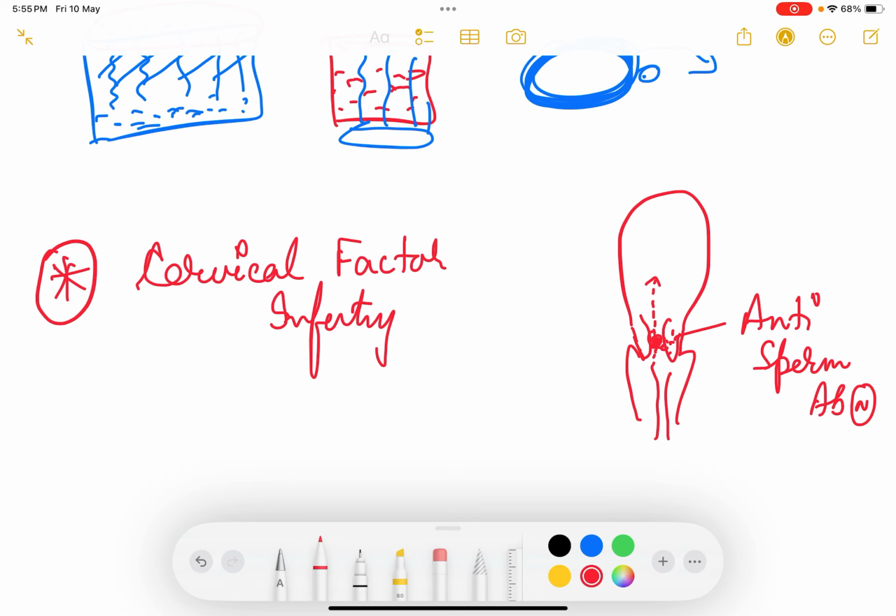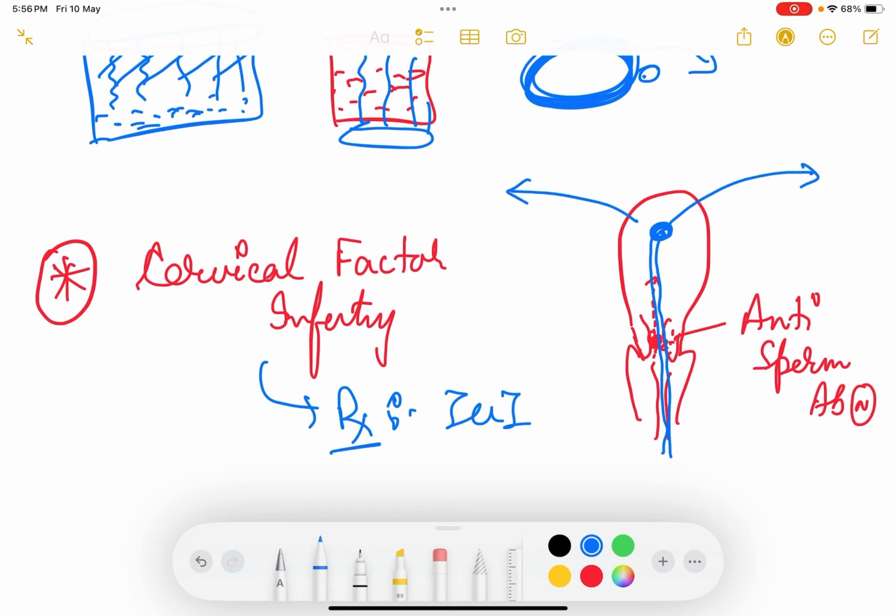So treatment of cervical factor infertility is technically IUI, intrauterine insemination. So when you do intrauterine insemination, you introduce your pipette and you introduce the sperms in the uterine cavity. So basically sperms को अब यहाँ से बस ट्यूब्स के थ्रू जाना होता है. They have bypassed the anti-sperm antibody of the cervical fluid. So IUI is the treatment of choice for cervical factor infertility. So this is how we generally manage patients.